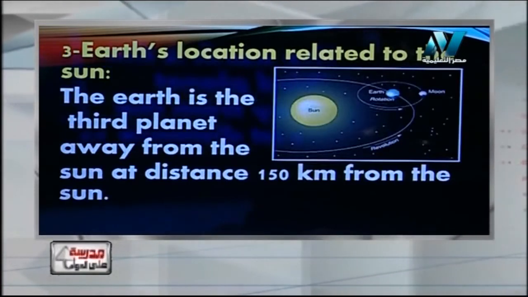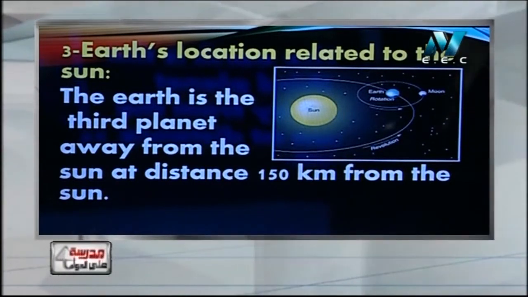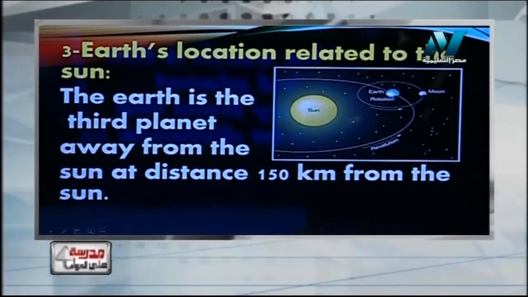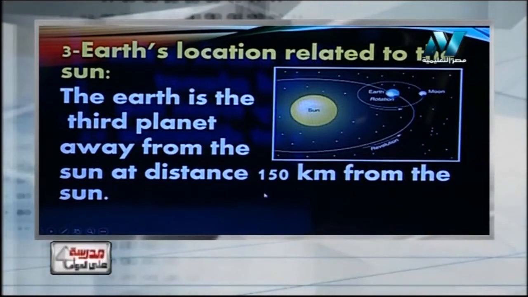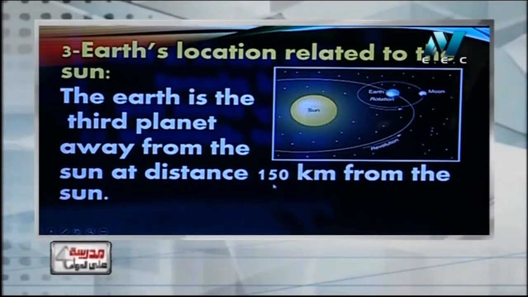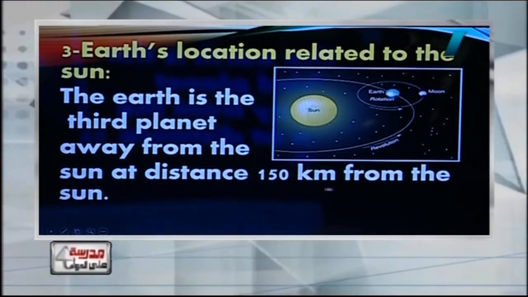Number 3, let's talk about Earth's location relative to the sun. The Earth lies in the third position from the sun. As you see, the Earth is the third planet away from the sun, at a distance of approximately 149.6 million kilometers.